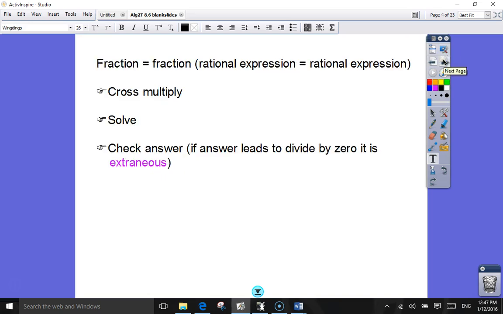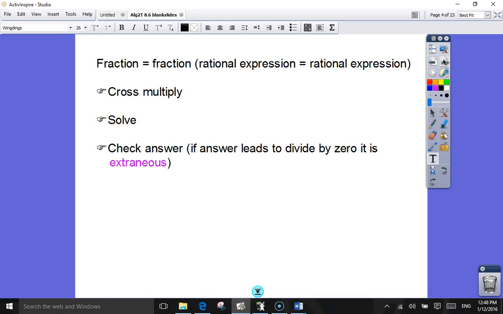So if it is a fraction equals a fraction, a rational expression equals a rational expression, also known as a proportion, right? Then you cross multiply and solve. Whatever is left, you solve. It could be something that's linear, meaning all the x's to the first power. That'll be pretty easy, right? It could be a quadratic. You might have to use the quadratic formula or factor or something like that. Just whatever's left, you solve it.